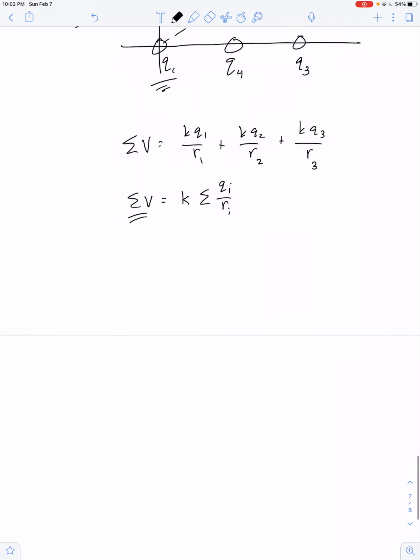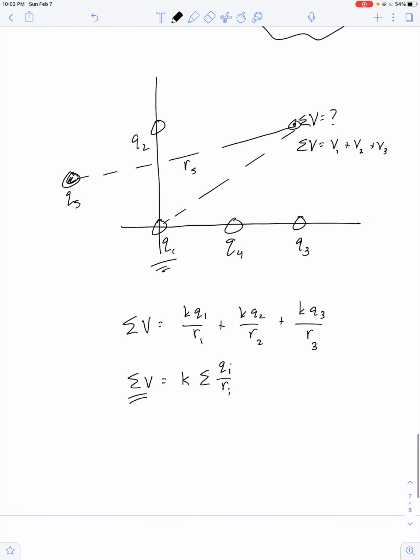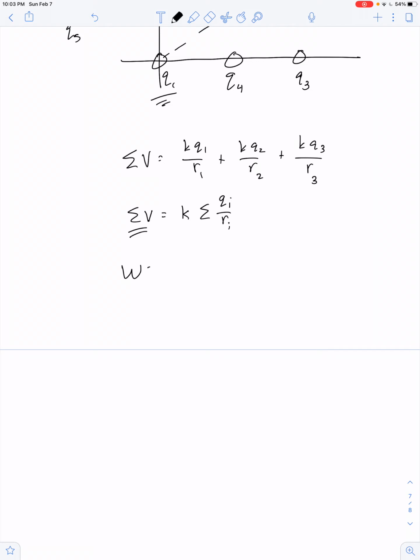And then here's the key to all that. If I want to know how much work is done to take a 6th charge and put it at this point, then I imagine moving some 6th charge that I just call Q from a point infinitely far away to this point P. So the amount of work would be equal to that 6th charge Q times the net electric potential due to all 5 other charges.